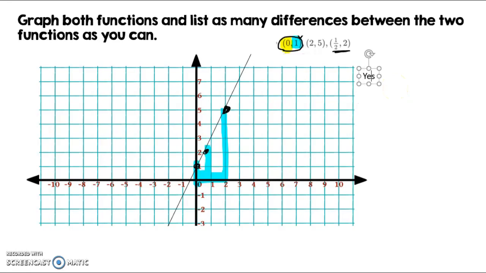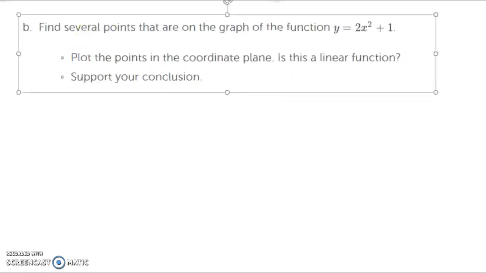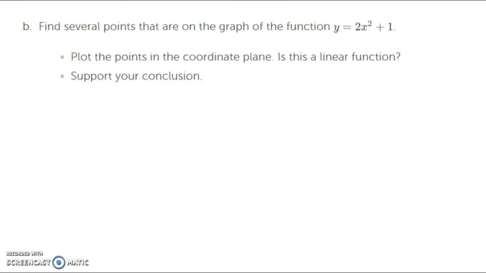All right, hopefully you thought about that, and yes, this is a linear function. So now that we've understood that, we've graphed this, let's go to part B. It says find several points that are on the graph, and I keep doing that, I'm sorry. Find several points on the graph y equals 2x squared plus 1.